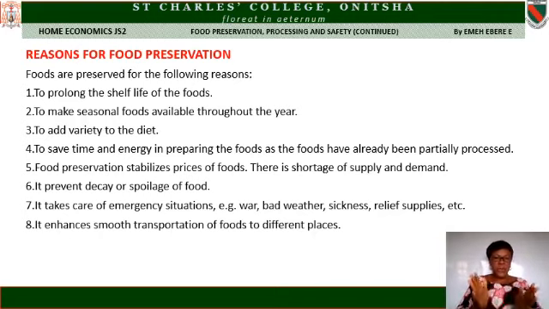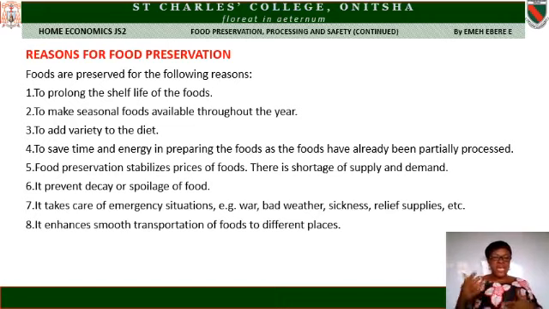Yes, when you preserve your food, you find out that at any given time of the year, you will go to the market and you still sell the food. 3, to add variety to the diet. It makes us eat a lot of different kinds of food. We will not base only on those ones that are in season.